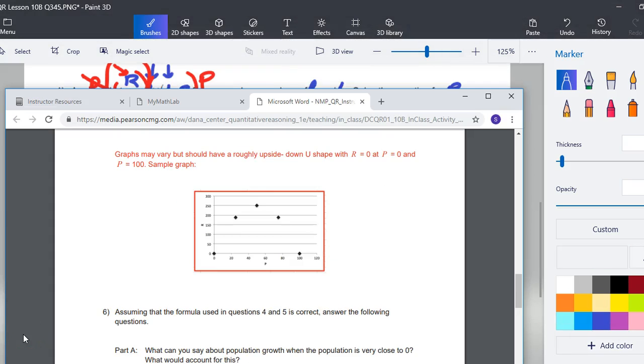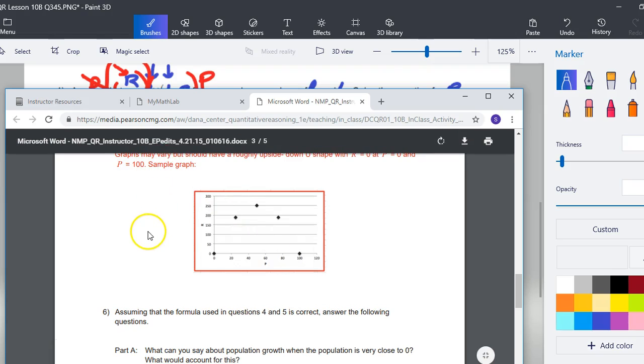Here's a picture of the graph. Notice that down in the bottom left-hand corner, everything starts at 0, 0. Notice that P is across the bottom, and R is up on the vertical axis. We start at 0, 0, and back over here at 100, we end back at 0.